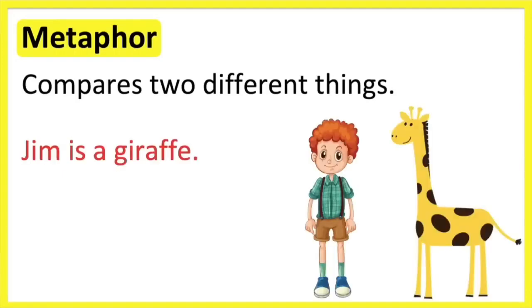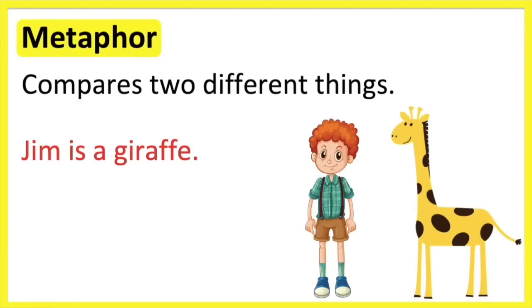For example, Jim is a giraffe. So this doesn't literally mean that Jim is a giraffe. Instead, this metaphor compares Jim with a giraffe. Although they are two different things, they're being compared due to their common characteristic, which is their height. So essentially, I'm saying that Jim is very tall.